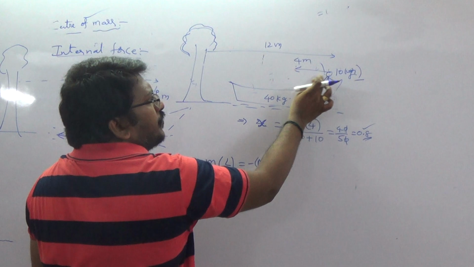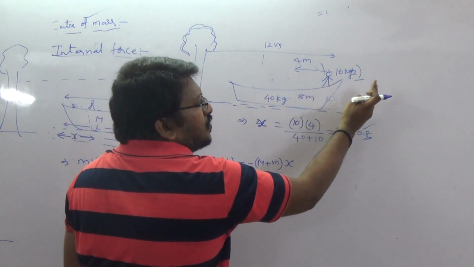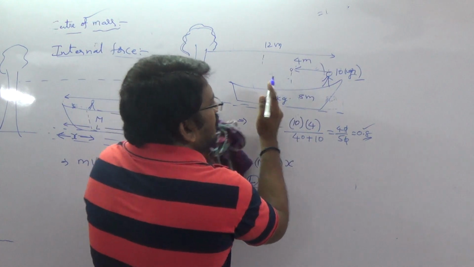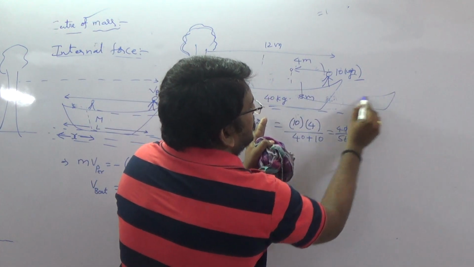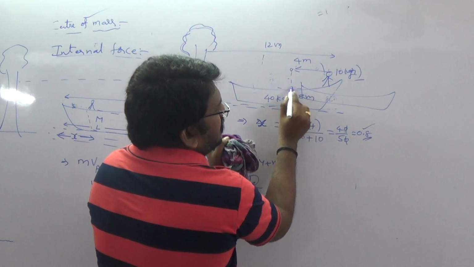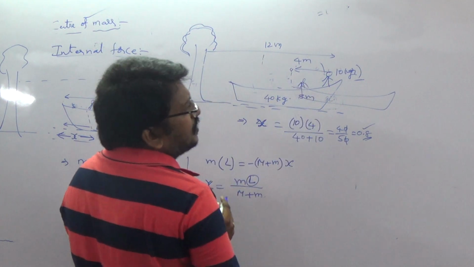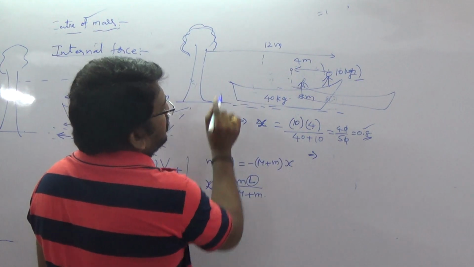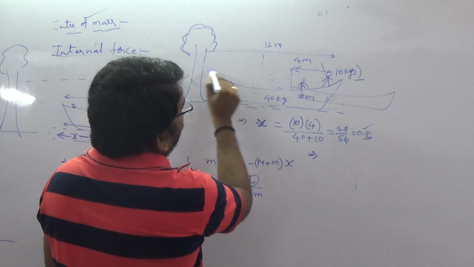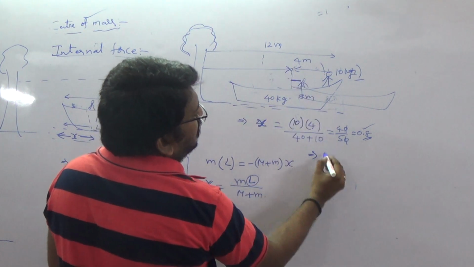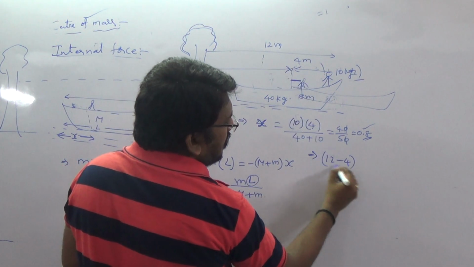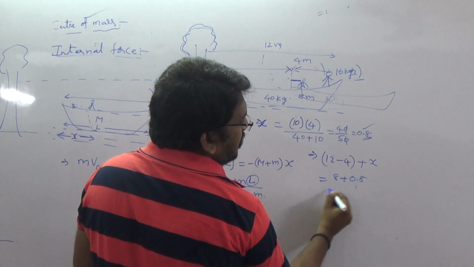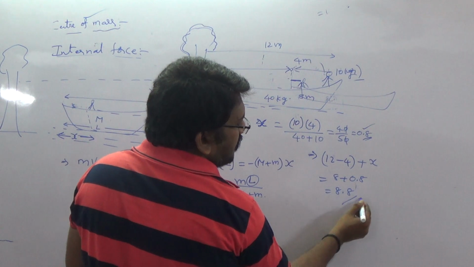Why? When the boy is moving from here to here, the boat is moving in the opposite direction. That means the boy is not exactly at 8, because the boat is shifted like this by a small distance. So the boy is at this position. That means we get the answer: the position of the boy in this situation is 12 minus 4 plus shift x, that is equal to 8 plus 0.8, that is equal to 8.8.